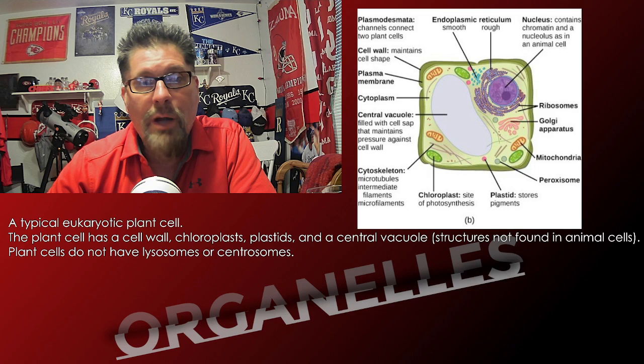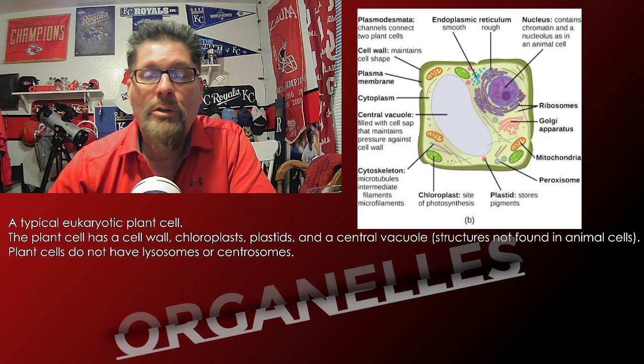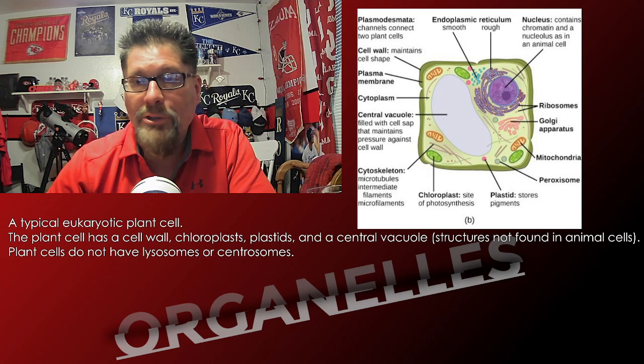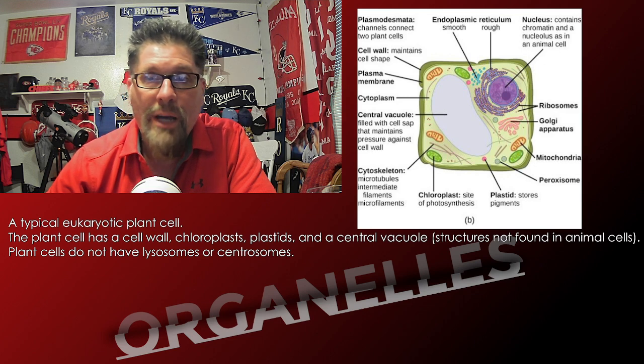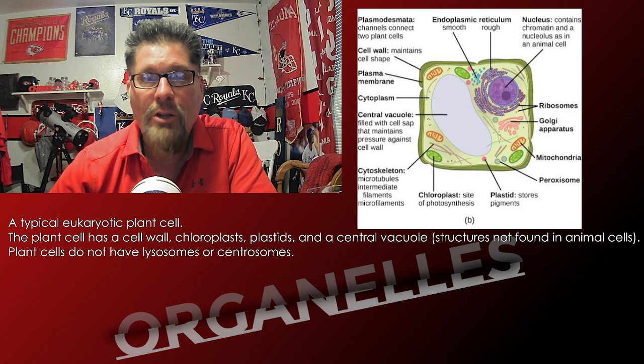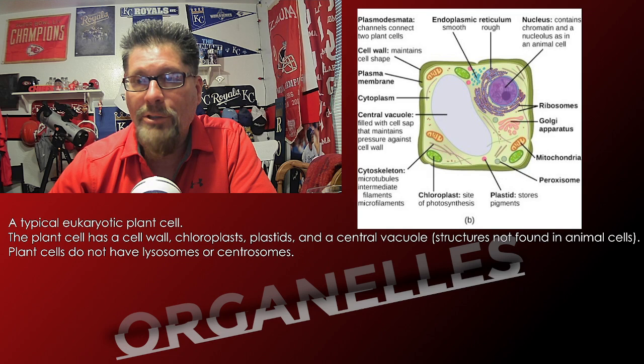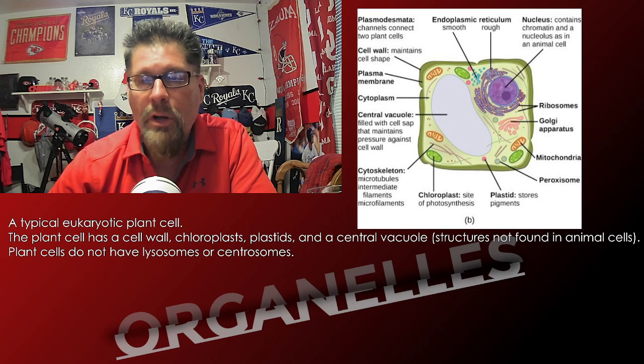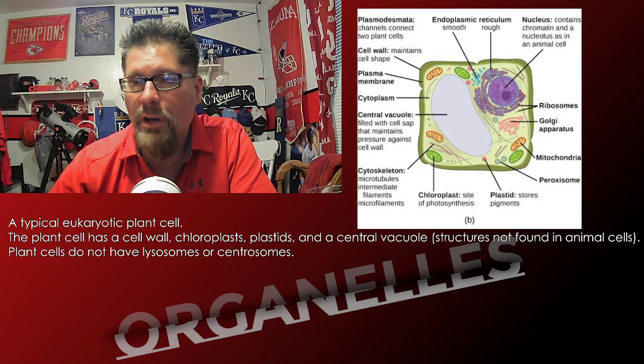Other things that plant cells have that animal cells do not: the chloroplast, which is the organelle responsible for photosynthesis. They've got plastids. They've got a central vacuole. Animal cells have vacuoles, but they have a lot of small ones, whereas a plant cell will have one large one. Vacuoles are simply storage areas for water mostly, but they do store other resources in there.